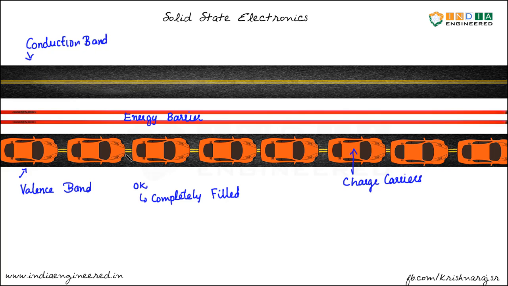At 0 Kelvin, the valence band is completely filled. We can consider it as this road being completely filled by cars. That means these cars do not have any place to move. They are stuck, so this cannot contribute to conduction. And the conduction band is completely empty. That means here there are no cars, or no charge carriers, so they also cannot contribute to conduction. So we have a valence band which is completely filled and a conduction band which is completely empty, so there cannot be any movement of charges.